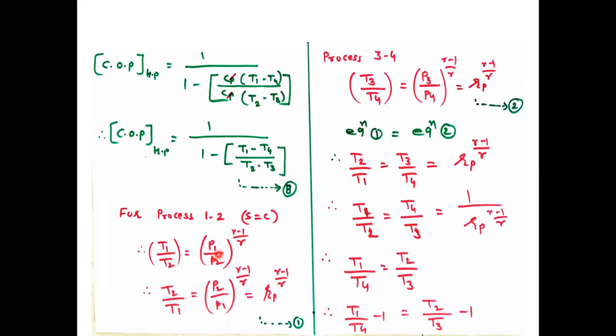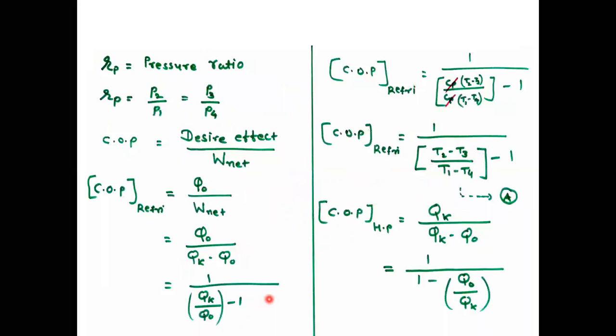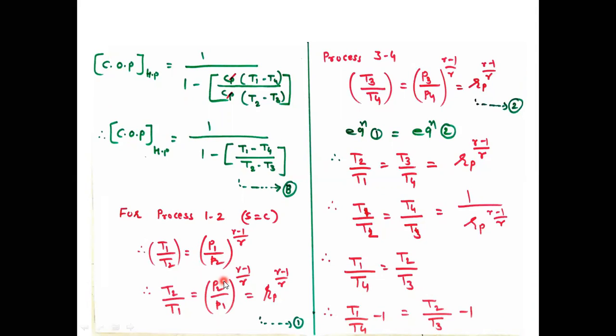T1 divided by T2 is equal to (P1 divided by P2) raised to (gamma minus 1) upon gamma. Take the reciprocal on both sides. So T2 divided by T1 is equal to (P2 divided by P1) raised to (gamma minus 1) upon gamma, which is equal to Rp raised to (gamma minus 1) upon gamma. You can see here P2 divided by P1 is equal to Rp, so instead of P2 divided by P1, I can put here Rp.